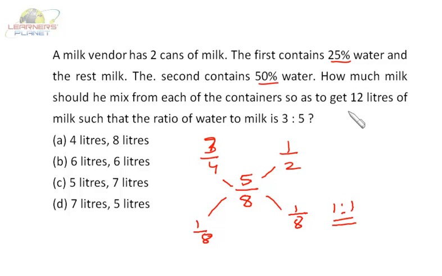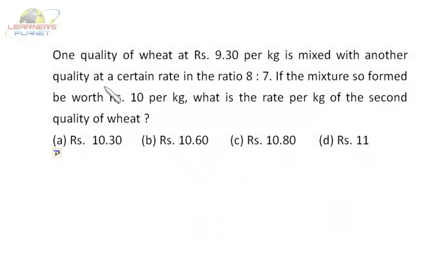So since we wish to make 12 liters of this mixture, that means 6 liters from each container. Okay, I hope you are clear. Now, let's see this question.